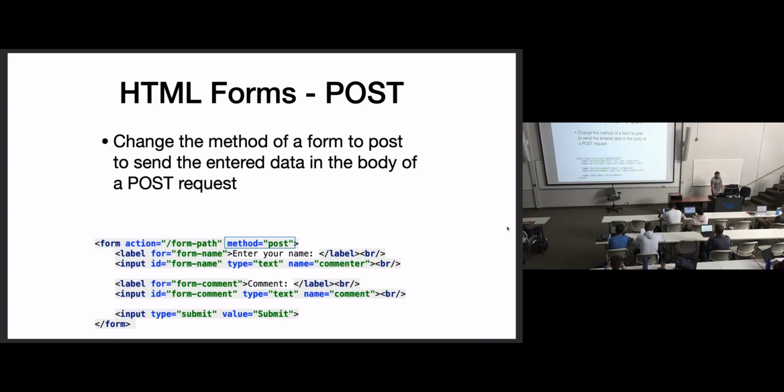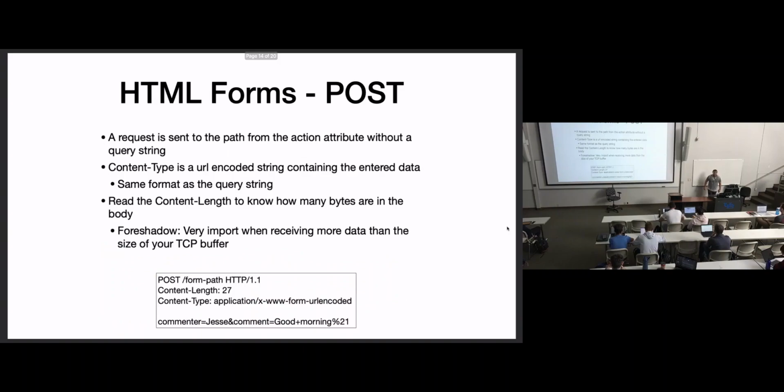So we're going to change the method to post. And now we're going to get our first post request. When we switch that to post, we're going to get all of the information that would have been in the query string in the body of the request. It's still going to be URL encoded, which I don't know about you, but I don't like that. It's still URL encoded, but it's going to be in the body of the request.